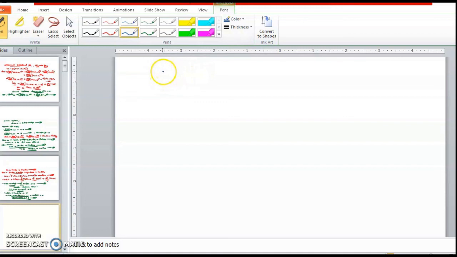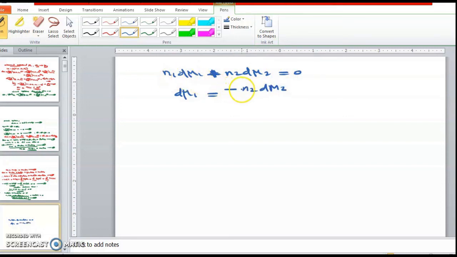So for a two component system, we know n1 d mu1 plus n2 d mu2 is equal to 0. From this we can take only d mu1 on the left side. So we get d mu1 is equal to, this term is taken to the right side, so a negative sign will be there, n2 d mu2 divided by n1, right? So we get d mu1 is equal to minus n2 by n1 d mu2. Let this be equation 13.